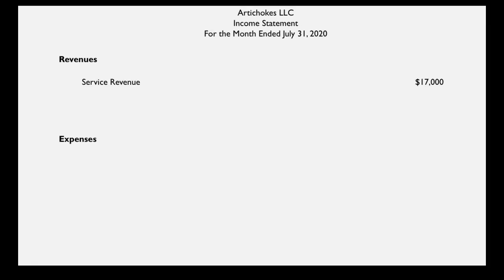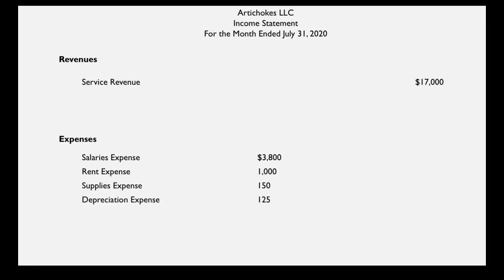Because with our expenses, we had multiple expenses here. And we want to list these out in order of greatest to least. So we had salaries expense of $3,800, rent expense of $1,000, supplies expense of $150, and depreciation expense of $125. So you'll notice how those numbers are more so in the middle than over on the far right, because the far right side, we just want to keep that for total revenues, total expenses, and then our eventual net income here on the income statement.